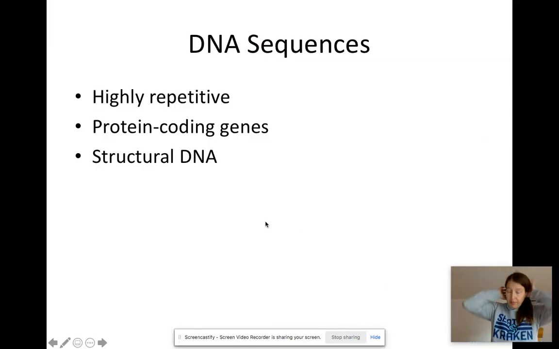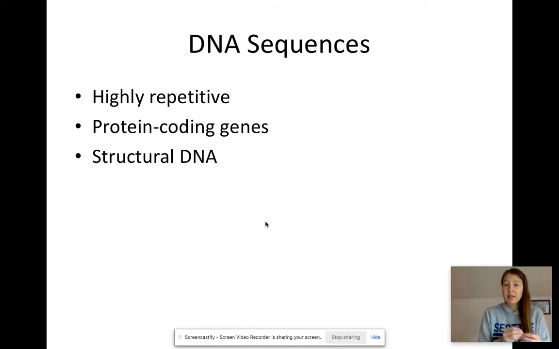Okay, for topic 7.1, you need to be able to talk about that DNA. Your entire genome, right, is a whole lot of DNA. You've got 2 meters of it in your nucleus, and that's broken up into 23 pairs of chromosomes. And within those chromosomes, there are different types of sequences of nucleotides that make up that DNA.